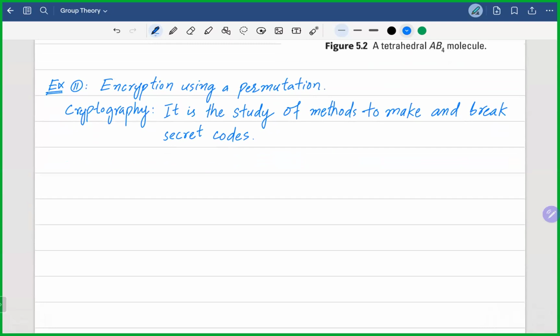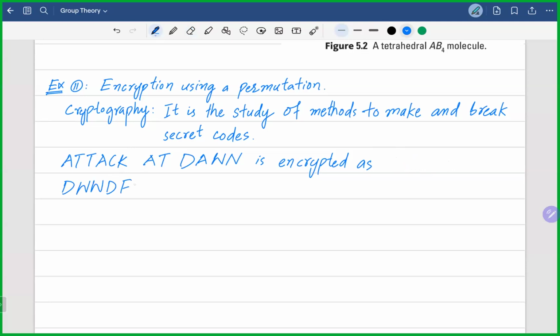Now, for example, the message ATTACK AT DAWN is encrypted as DWWDFN DW GDZQ.